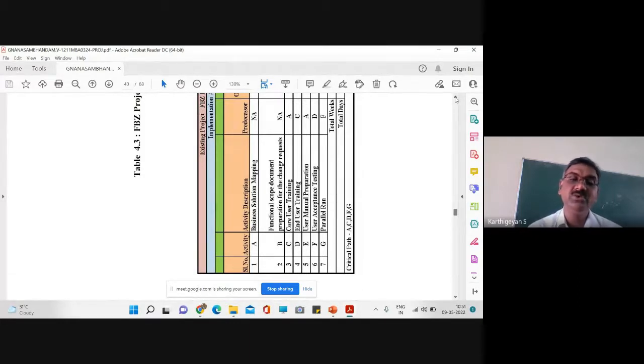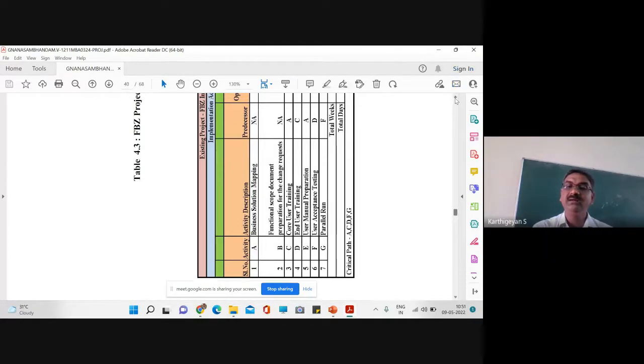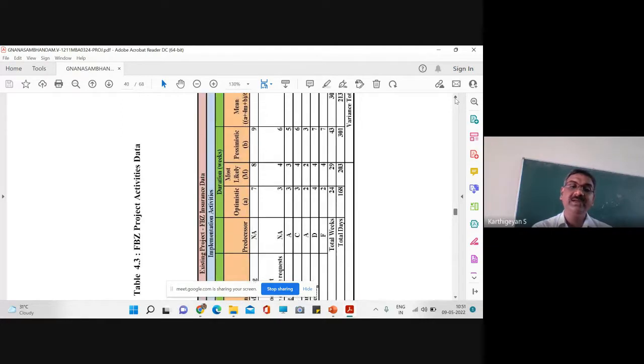Activity A is business solution mapping. Activity B is functional scope document preparation for the change request, and activity C is core user training. Activity D, end user training. Activity E, user manual preparation. And activity F is user acceptance testing. And G is your parallel run. So from the stakeholders, he has identified, I am just highlighting using the cursor, the optimistic, most likely and pessimistic time.